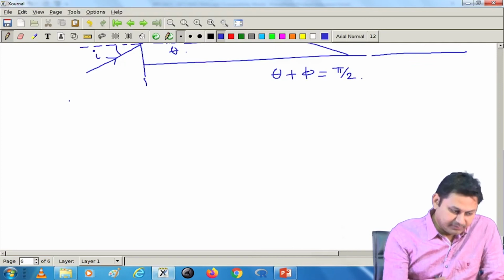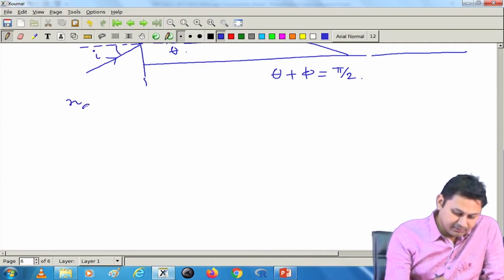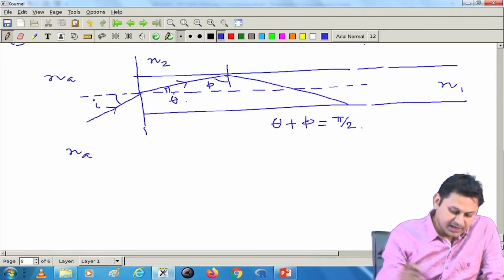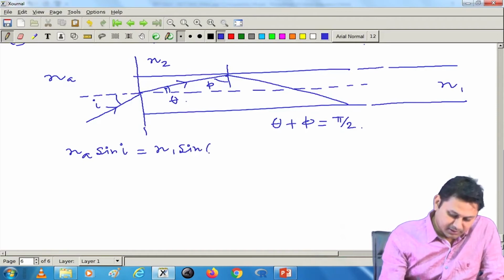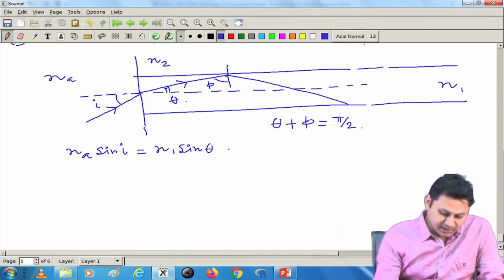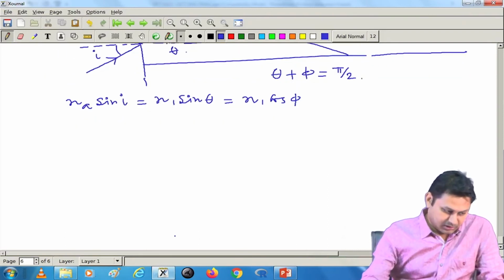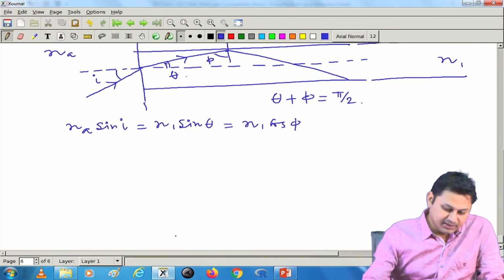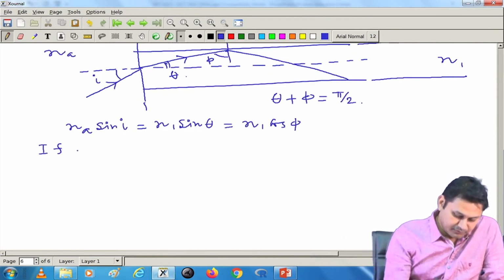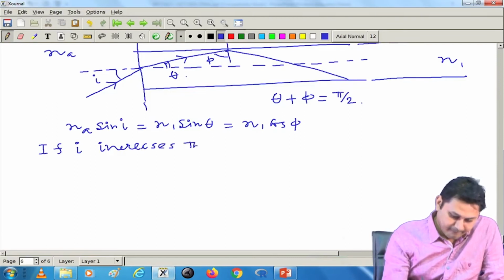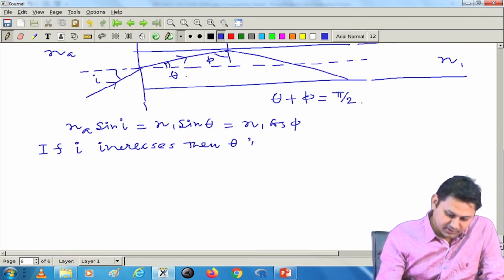So let us quickly find what we have so far. At the first interface, what is the relationship between I and theta? By Snell's law, Na sin I is equal to N1 sin theta. Again, N1 sin theta I can write in terms of phi as N1 cos phi, because theta plus phi is pi by 2. As I mentioned, if I increases, then theta also increases.